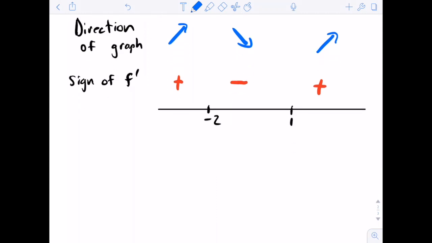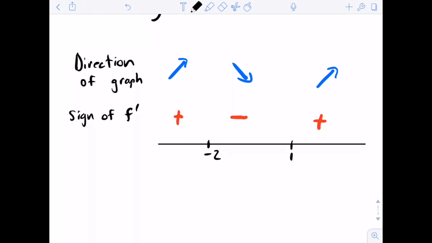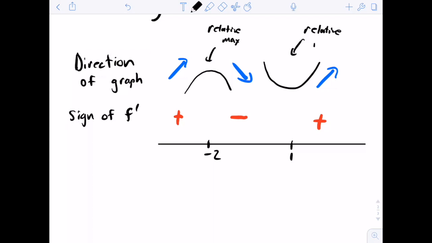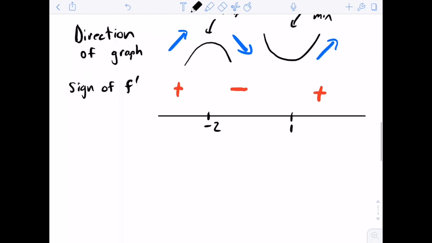Right, so we've got this little thing here. And what's really nice about this setup is that you can just follow the graph, follow the arrows, and see what happens. So you can tell that -2 must correspond to a relative max, right? Because you see the little hump there. And this one corresponds to a relative min. So if you're increasing and then decreasing, you're a relative max. And if you're decreasing and then increasing, you're a relative min.